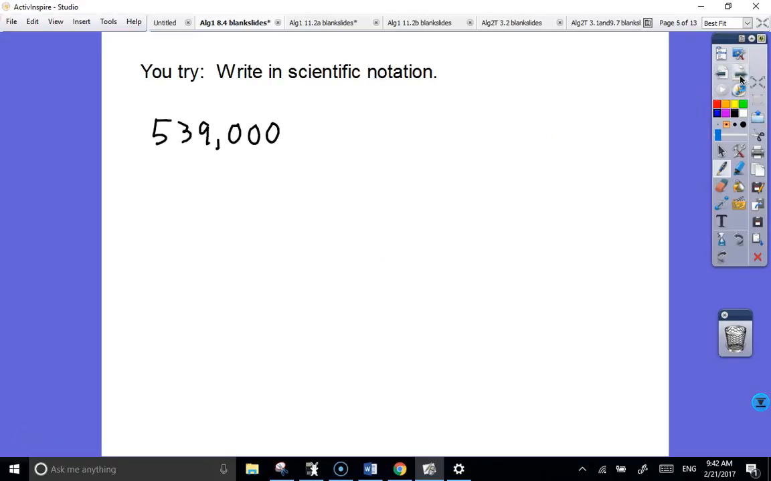Okay, you try it. Write that one in scientific notation. How many decimal places do you move? 5. So it looks like we went 1, 2, 3, 4, 5. So the first number is 5.39. Now, what does that make the exponent on 10? Okay, times 10 to the positive 5.